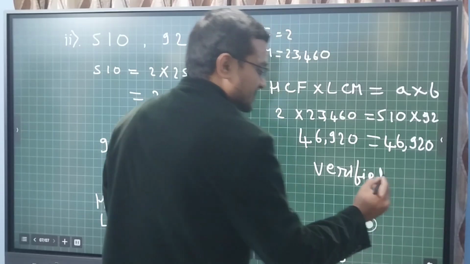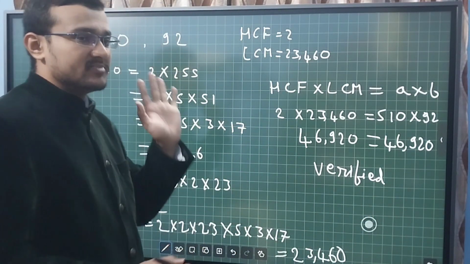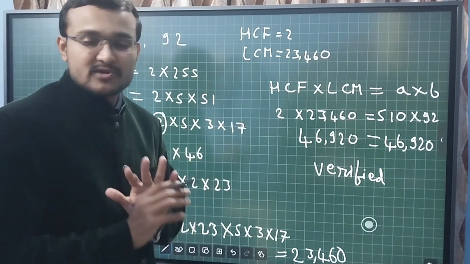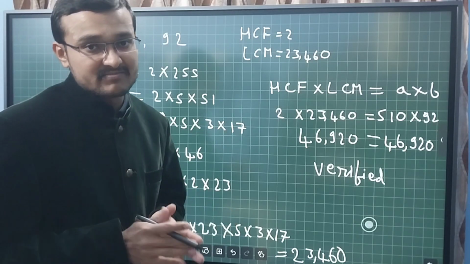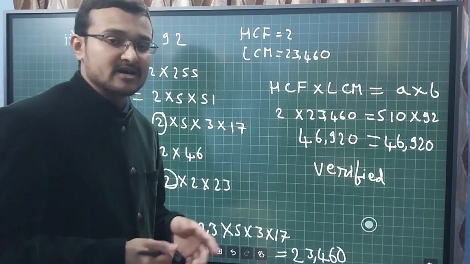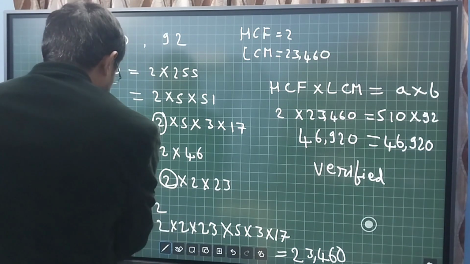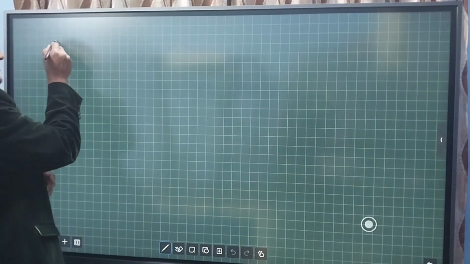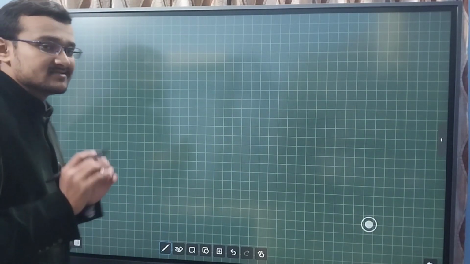And remember, this formula is applicable only for two numbers. If you take three numbers, this formula will not be applicable. That I have explained in my previous video. One more third question is there in this second question that you have to solve on your own. After this, we will be moving to the next question in this exercise, that is the third question.